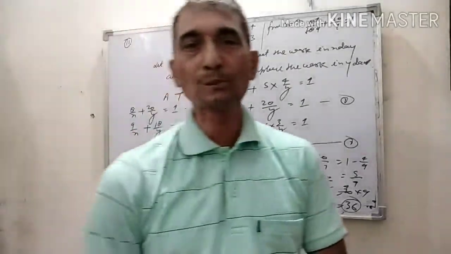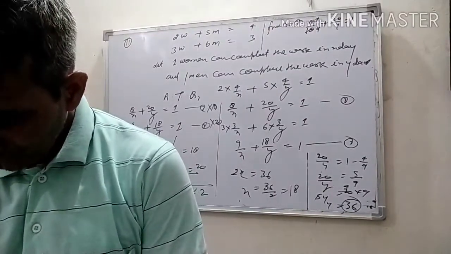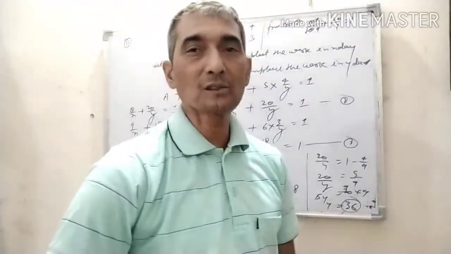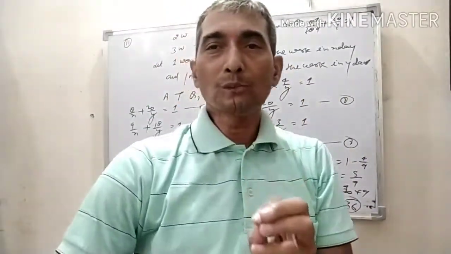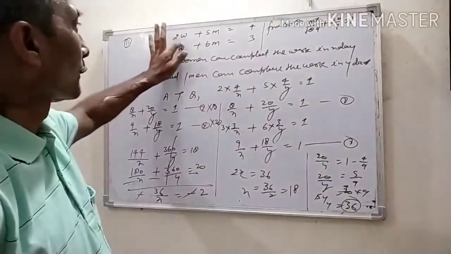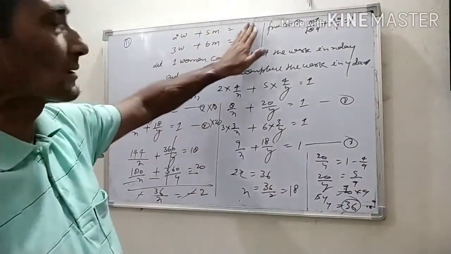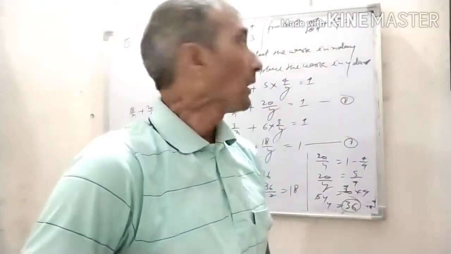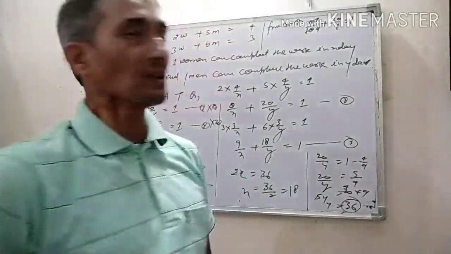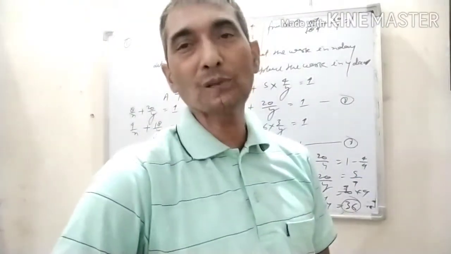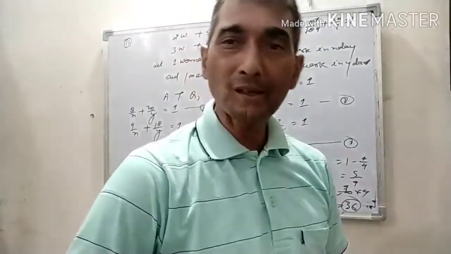This is the most important question. Second part of your second question, please see your question one more time. Question is that one woman, 2 women and 5 men can finish a work in 4 days, and 3 women and 6 men can finish the work together in 3 days. Problem is that we have to find the number of days taken by one woman to finish the work and by one man to finish the work.